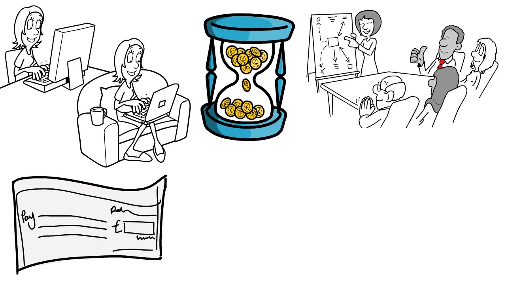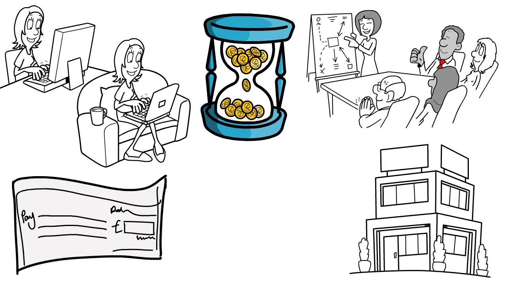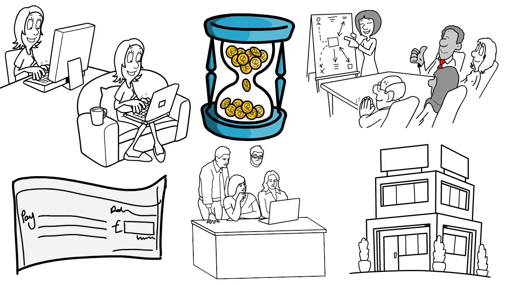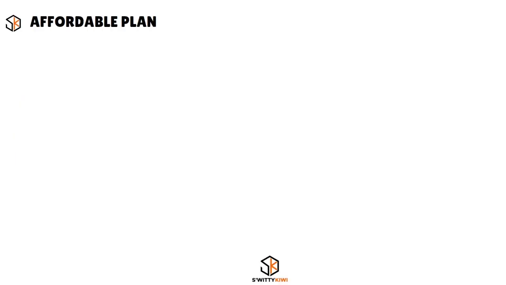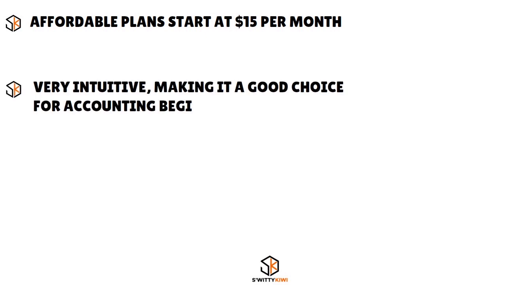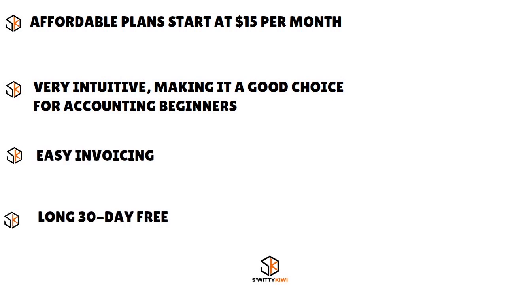And so who should really use it? Well, FreshBooks is a solid choice in our view, rather, if you work independently and have a smaller client base. So what are the pros and cons here? Well, pros, you have affordable plans that start at $15 per month. Very intuitive, making it a great choice for accounting beginners. You have easy invoicing, and you have a long 30-day free trial.